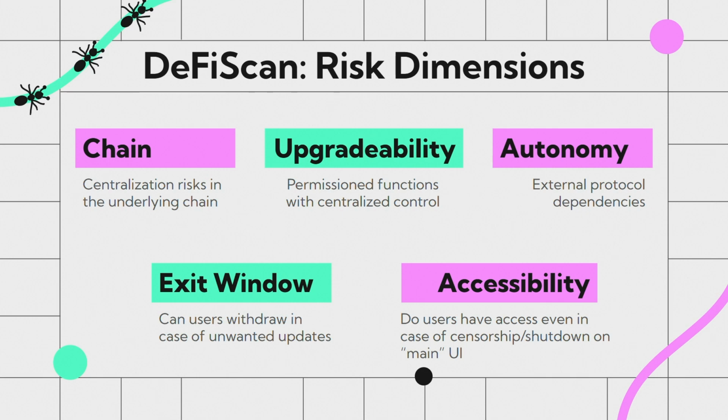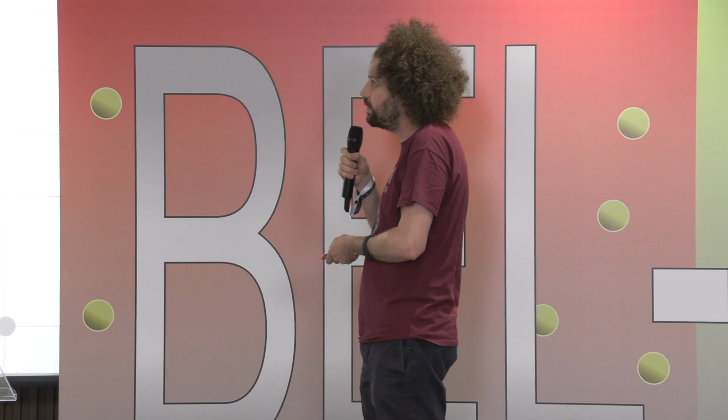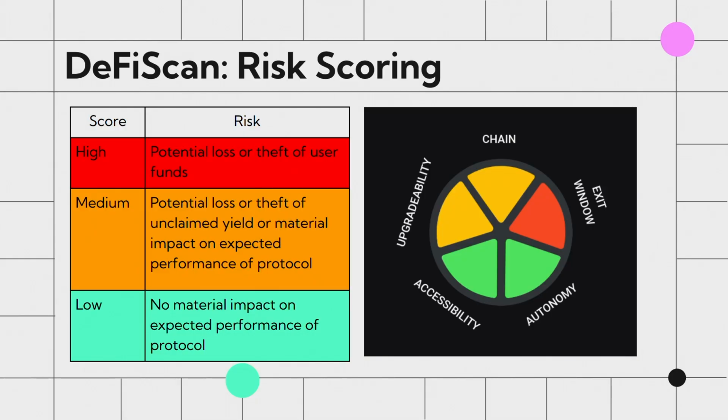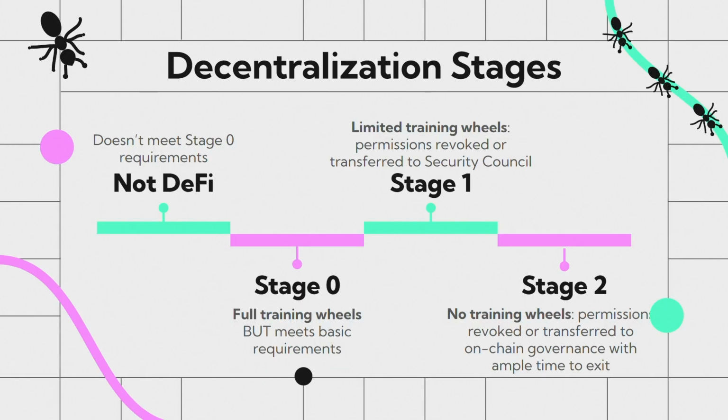Exit window goes with upgradability. Essentially, if there is a change to the protocol, do I have time to react, or is this just falling in my face overnight? And finally, accessibility. Do I only have one front-end to access the protocol, or are there tons of them? Can I host my own front-end? Essentially, if the government or whoever wants to prevent me from using this, can I still find roundabout ways to use it? So this is kind of how it looks on those 5 dimensions. Each dimension has high, medium, or low risk. And this is essentially the global rating we obtain.